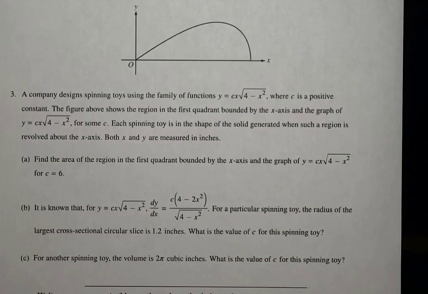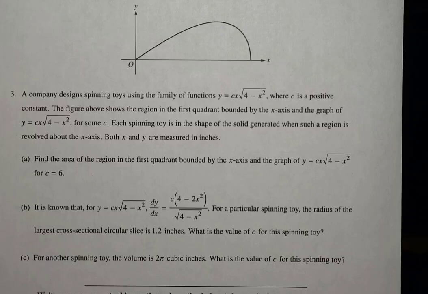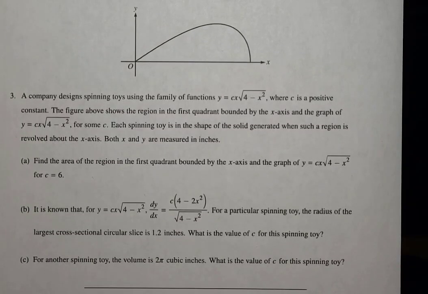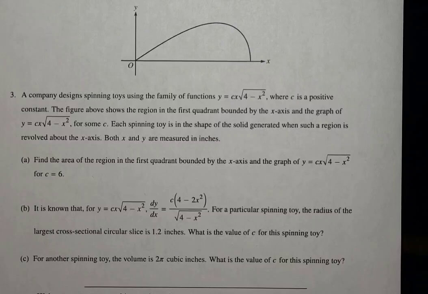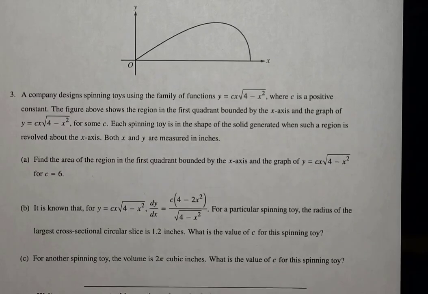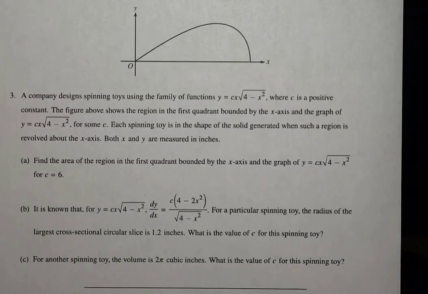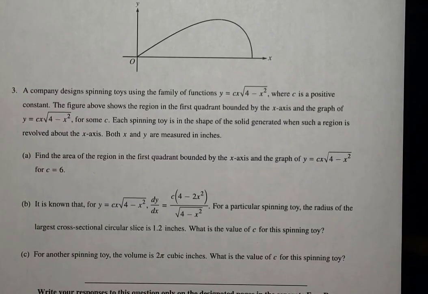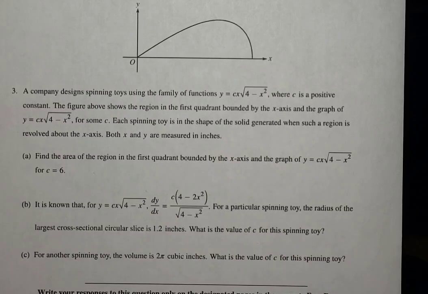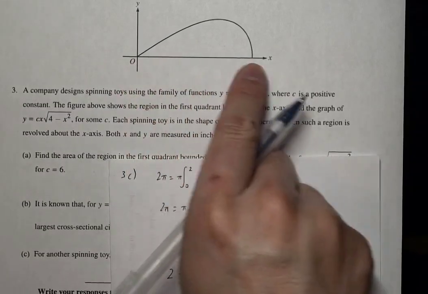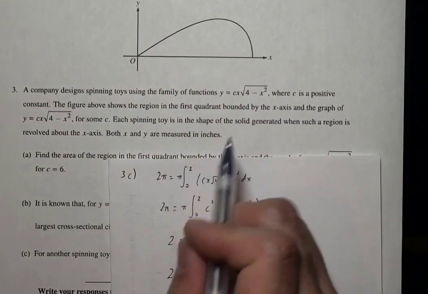For another spinning toy, the volume is 2 pi cubic inches. What is the value of c for the spinning toy? Okay, so we have to use the disk method. I was thinking washer, but it's not a washer. So I was thinking, what's the simpler case? The disk method here. Okay, so we set up the integral. We already found that the limits of integration were 0 to square root 2 from part A, so I don't think we need to show that again.